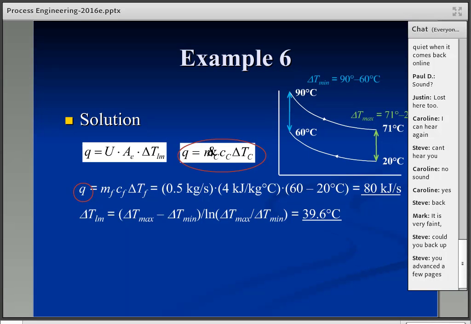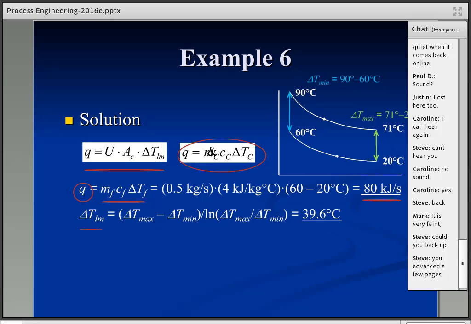Substitute those terms in, and we get that the amount of heat transfer from one fluid to the other is 80 kilojoules per second, and that's the same amount of heat transfer we have to have across the heat exchanger that will help us define the effective area needed. To use that first equation, then we've got to do log mean temperature difference.